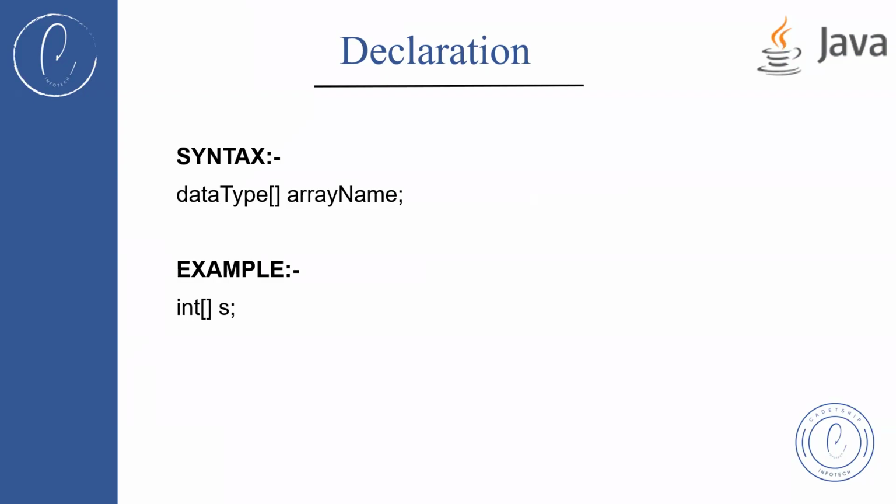So how do we declare an array? The most common way of declaring an array is by first writing the name of the data type, then our square brackets, then our array name. These square brackets are the main thing that defines that this is an array. As we can see in our example, we have defined an array of int type, then square brackets, and then we have given the name of our array variable, that is s. So this is the way of declaring an array.